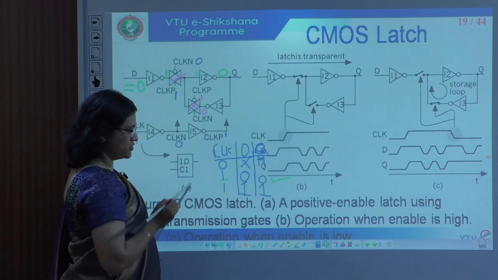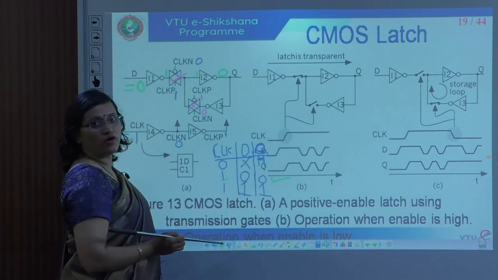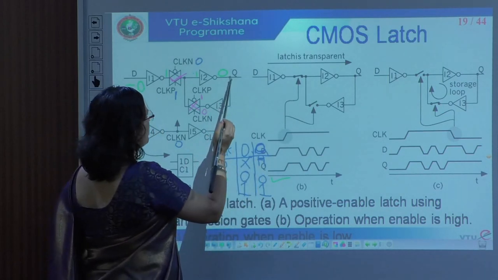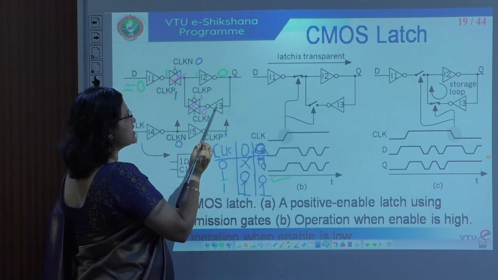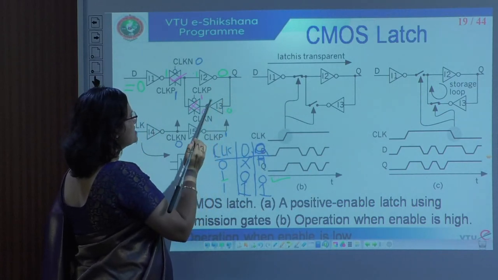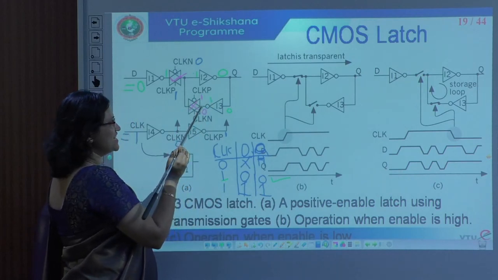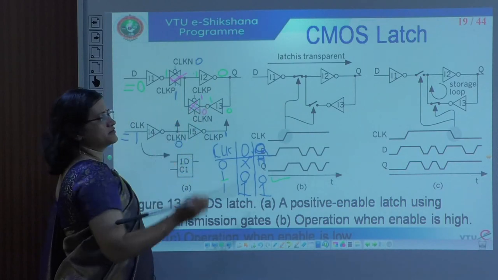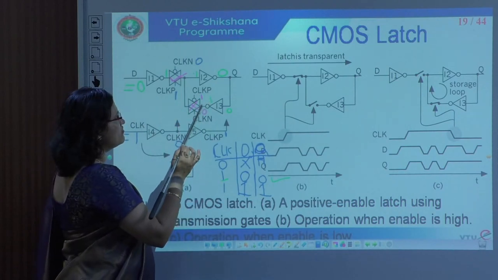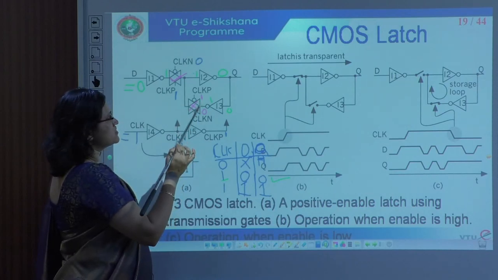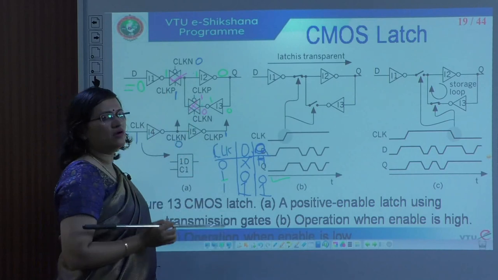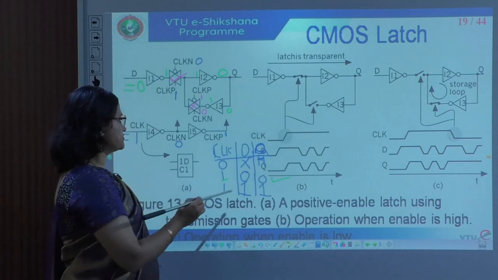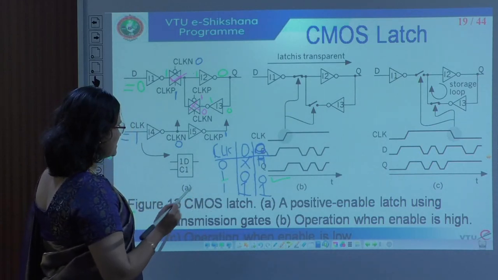I have set clock equal to 1, applied D input as 0, and I am getting the Q output as 0. Now this Q output is serving as an input to this inverter. That means the inverter output here is 1. But since this transmission gate is off, it is not passing the value over here. This 1 is waiting here because the transmission gate is off. It is not passing the value at this particular point. Got it? Next, we will take up the next case.